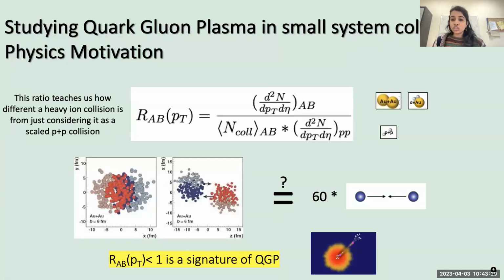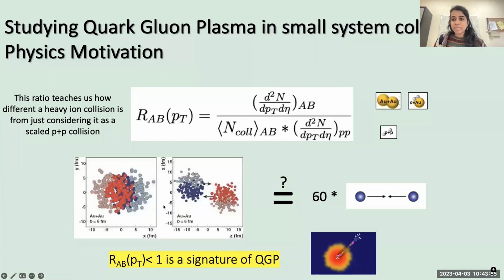Specifically, I analyzed the deuterium-gold collision. Let me begin with a quick motivation. One of the cleanest probes that we know that a QGP is produced in a system is to study this ratio called the nuclear modification factor. This, in simple words, is a ratio of particle yield in AB collision divided by that in PP collision, where the AB can be gold-gold or deuteron-gold.